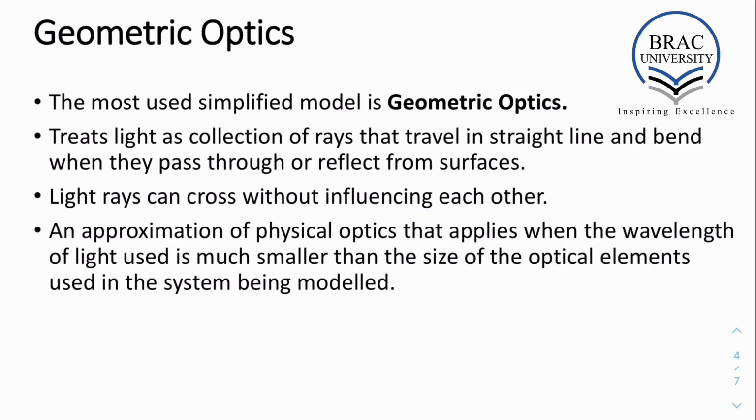Now, you may wonder, how can we treat light as a collection of rays whereas they are electromagnetic waves? How can waves be a collection of rays? Well, they are not the same. But the wave nature of light only becomes significant when we are dealing with optical elements that are comparable to the size of the wavelength of light. So ray optics can be a very good approximation of physical optics that is applicable when the wavelength of light is much smaller than the size of the optical elements that we are considering.